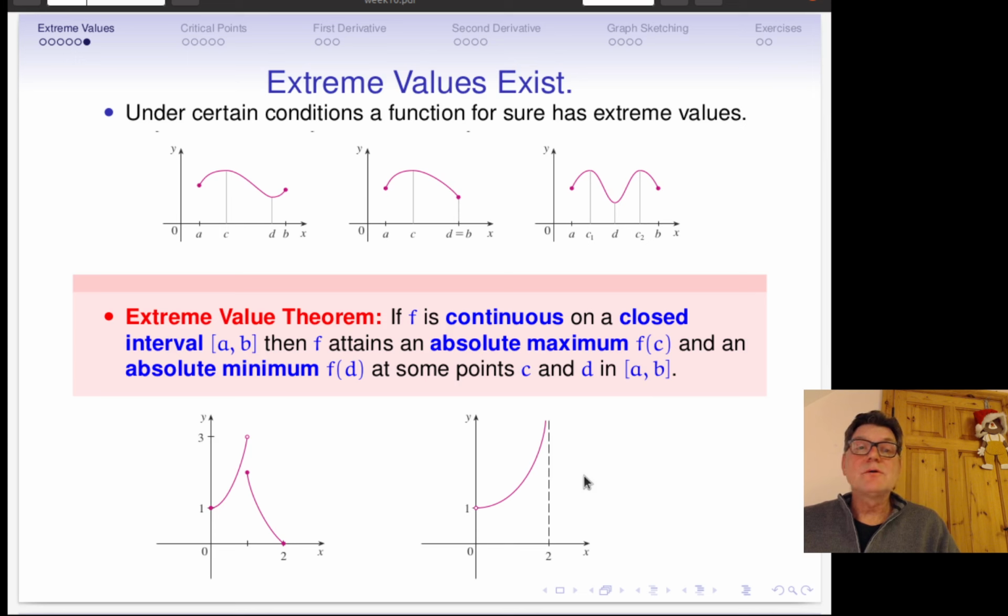Next, we're going to look at critical points, which are a tool that allows us to precisely locate these extreme values.